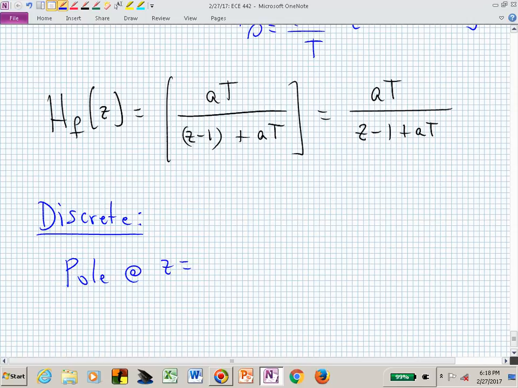There's a pole on this music stand. I apologize for those of you.